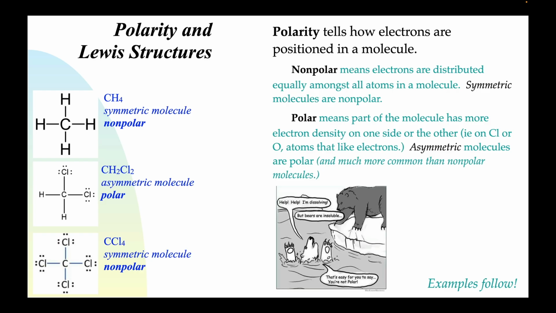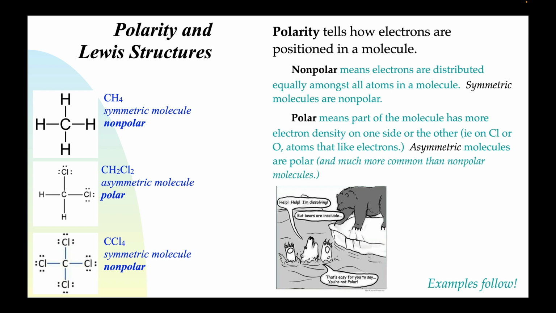Electrons are usually asymmetrically distributed, which means that maybe one side has more electrons than the other side. So a molecule takes a bite of something, it'll have more electrons on one side than the other. So let's look at the examples there on the left-hand side. CH4, CH2Cl2, and CCl4, and their Lewis structures are there on the left-hand side.